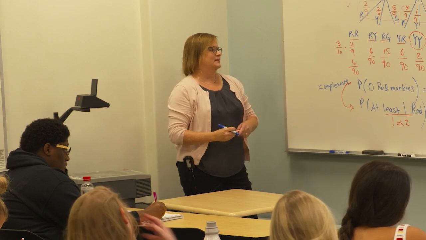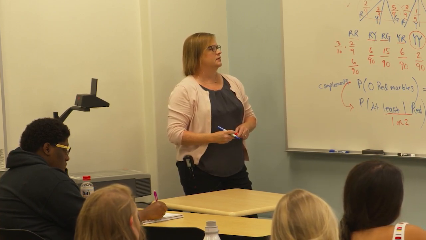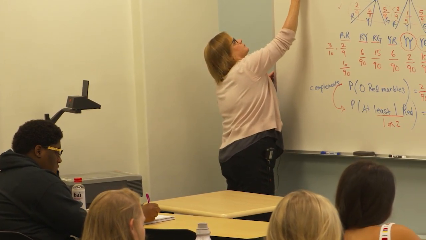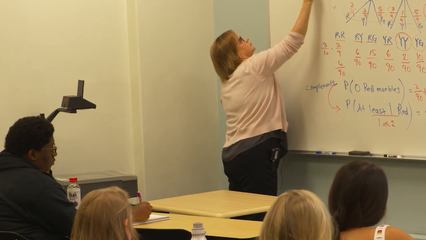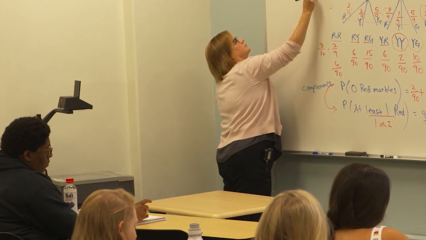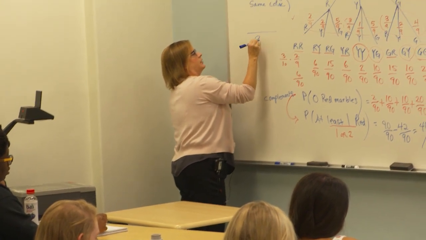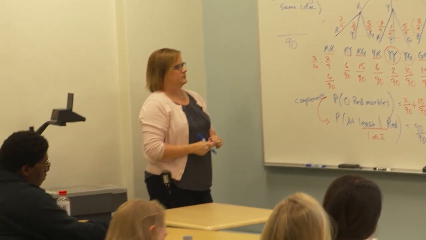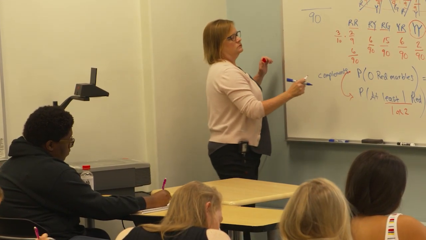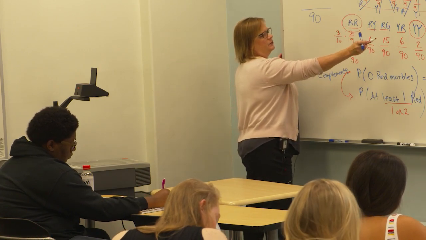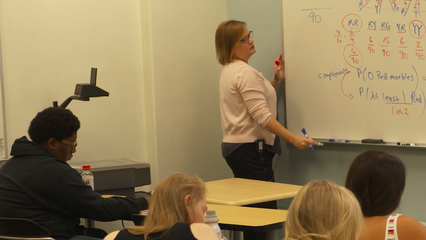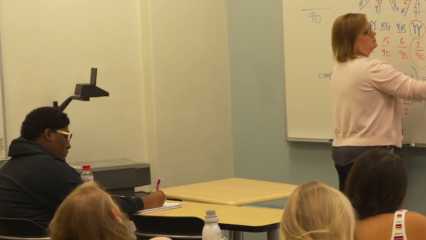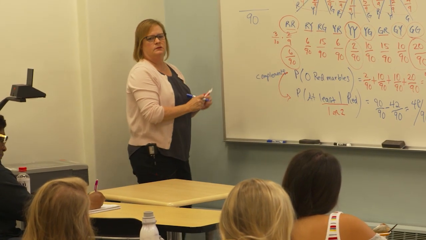Okay, last question. What's the probability I'm all done and I got 2 of the same color? I already know it's going to be over 90, right? So how many of them have the same? So I need the red, red, yellow, yellow, green, green. Red, red was 6. There's 2 more. So 28? Yeah. Okay.